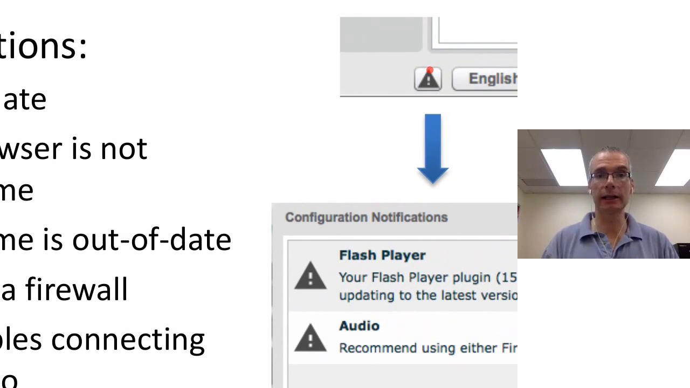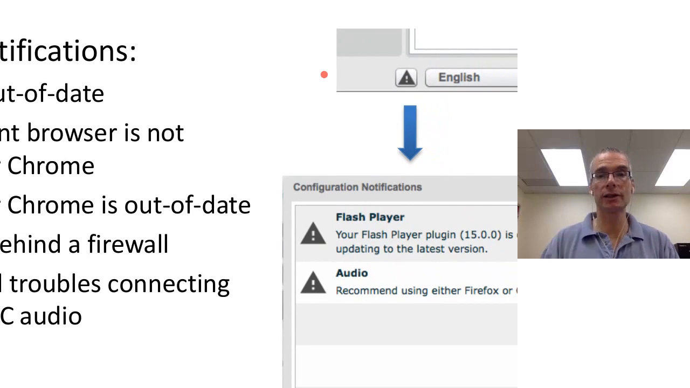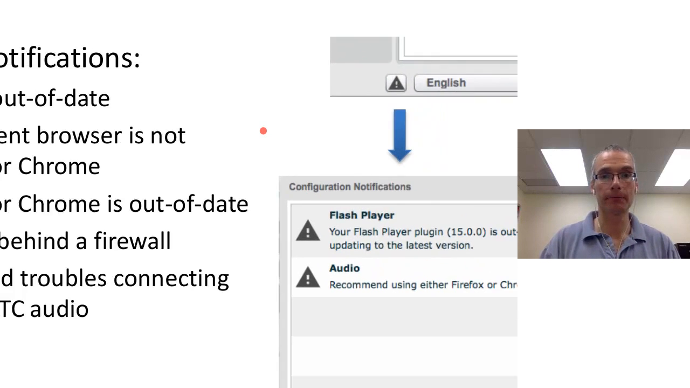If it says that you're tunneling, you definitely want to get to a different network location that's not so restricted by a firewall. Most users will start up and there will be no notification. They're just on a good network. They're using Firefox or Chrome. It's up to date. Flash is up to date. You're good to go.